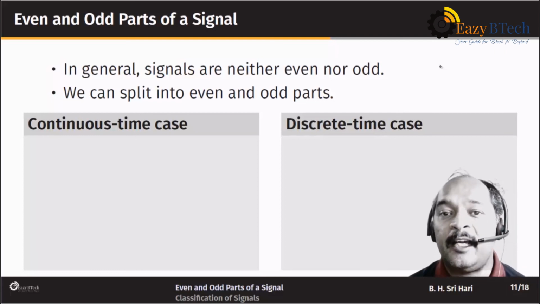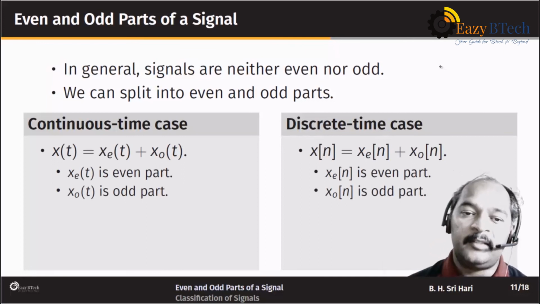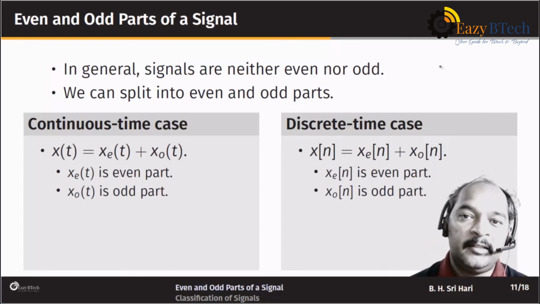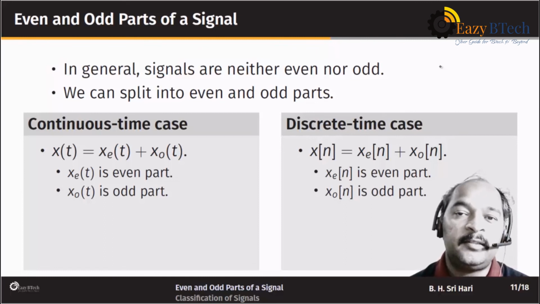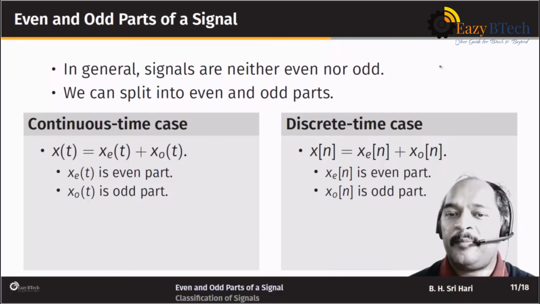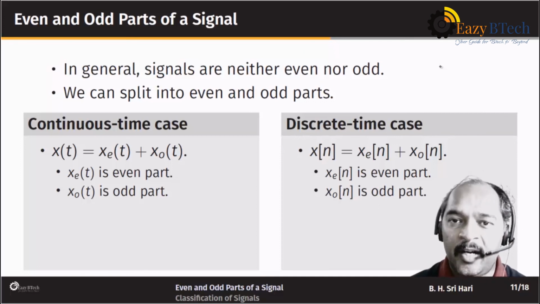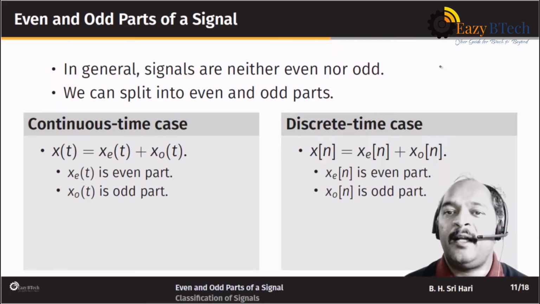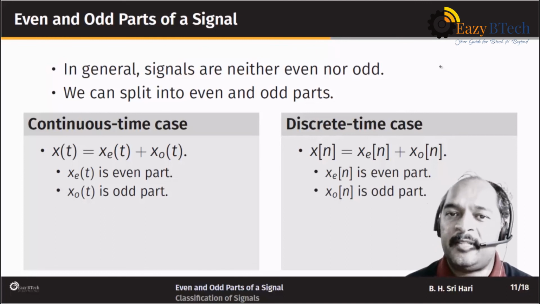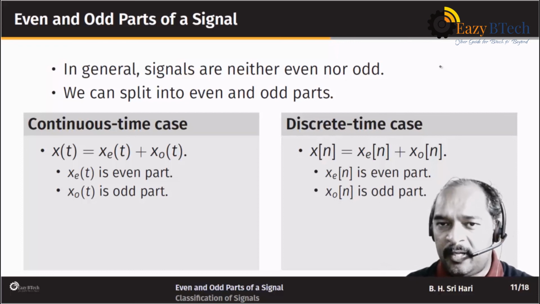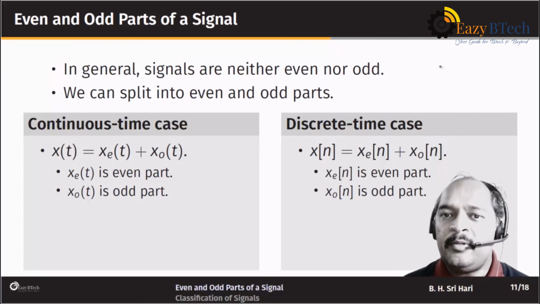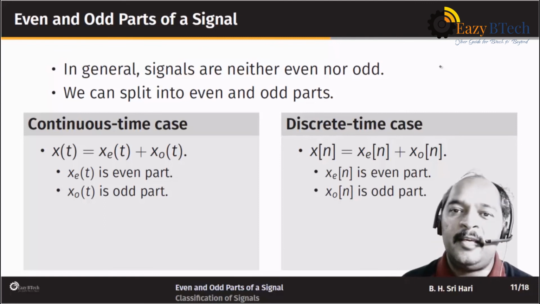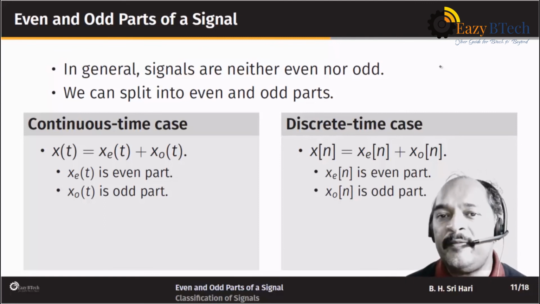How do you do that? In continuous time case, we write the signal x of t equal to xe of t, which stands for even part, plus xo of t, which stands for odd part. So we are splitting the signal x of t into even part plus odd part. The same rule applies for discrete time case. A discrete time signal x of n can be split into xe of n, which is even part, plus xo of n, which is an odd part.